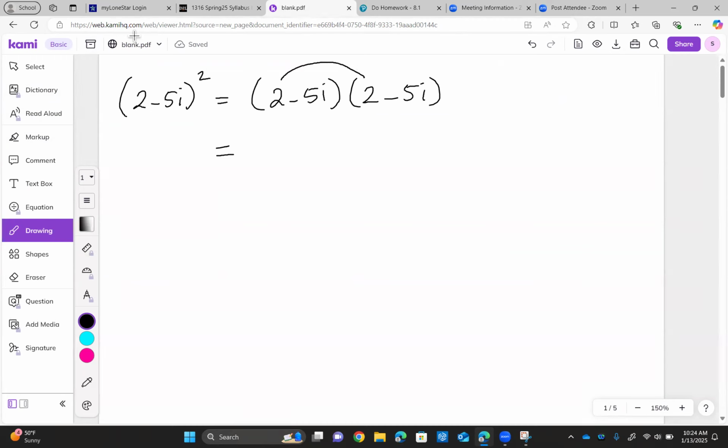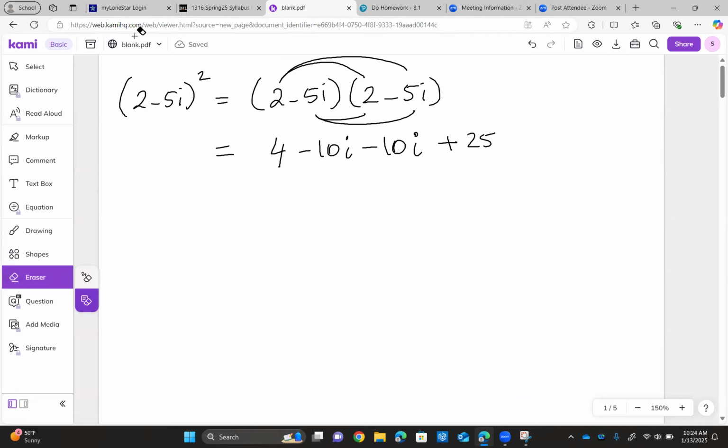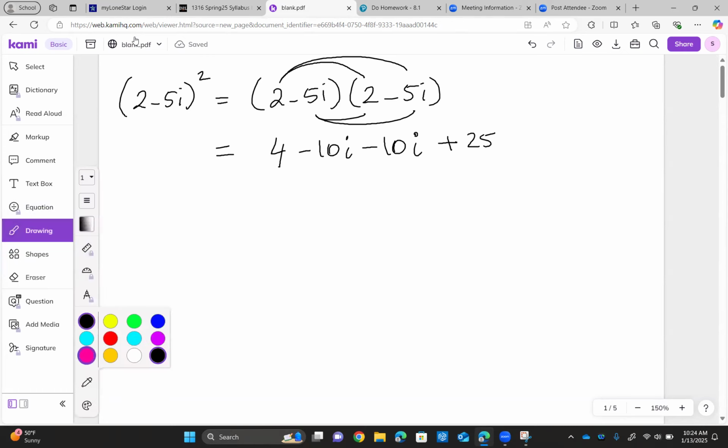2 times 2 is 4. 2 times negative 5i is negative 10i. Negative 5i times 2 is negative 10i. Negative 5i times negative 5i is plus. Negative times negative is plus. 5 times 5 is 25. i times i is i squared. But remember, immediately when we get i squared, we must erase the i squared. And always, instead of i squared, we need to plug in a negative 1.